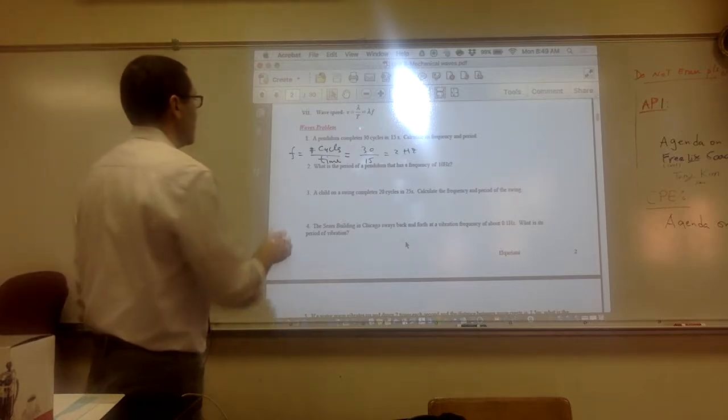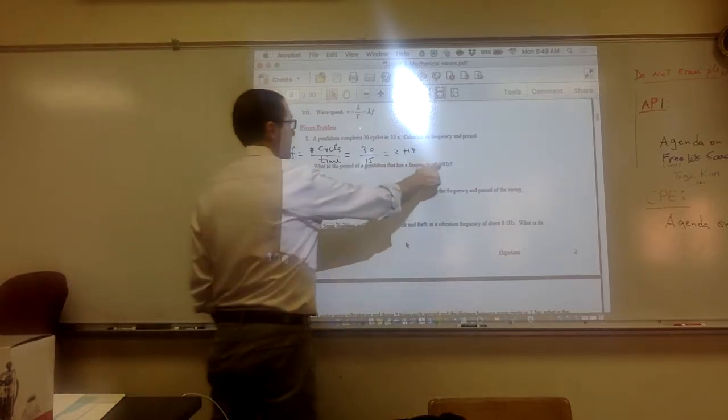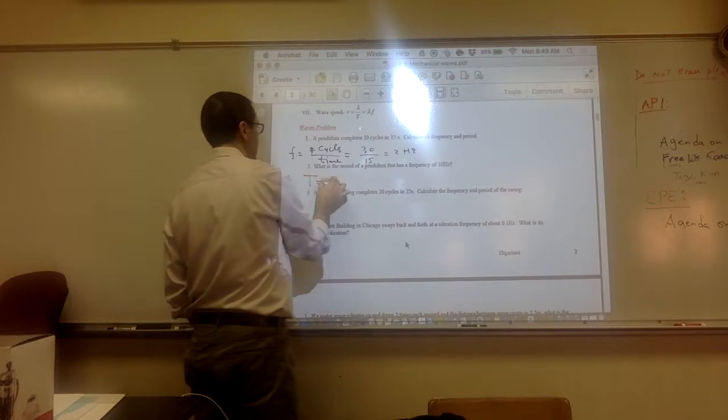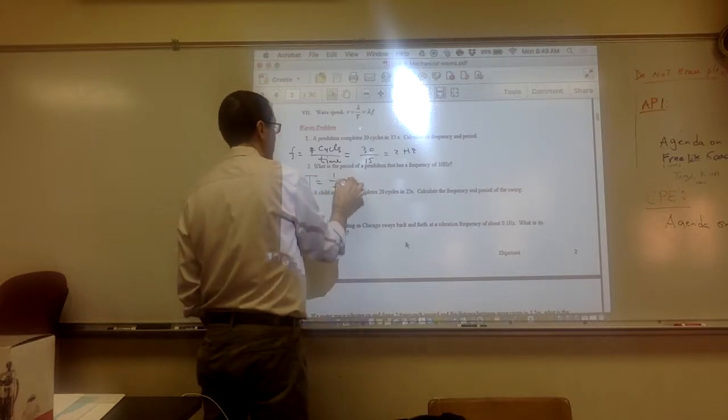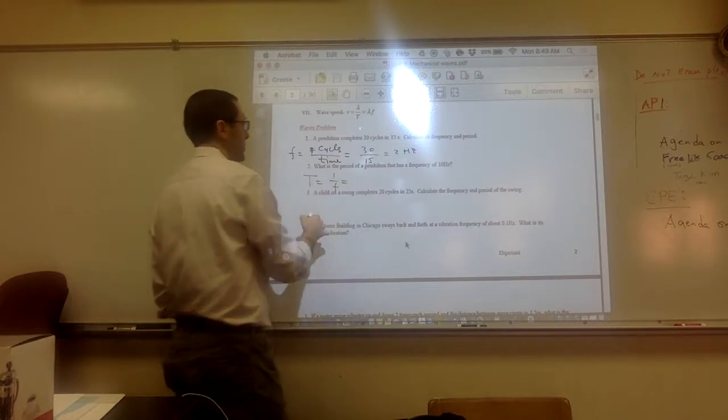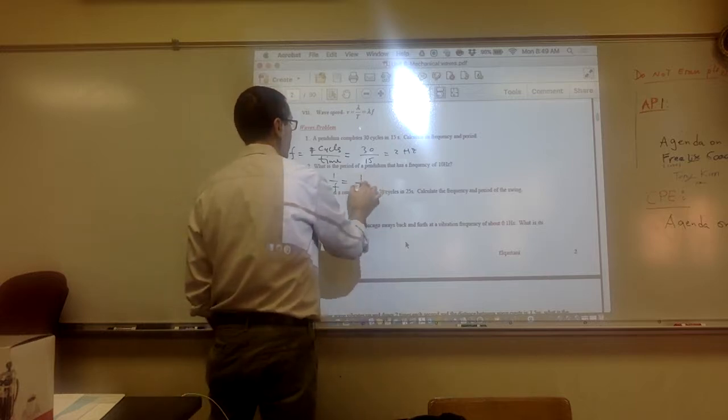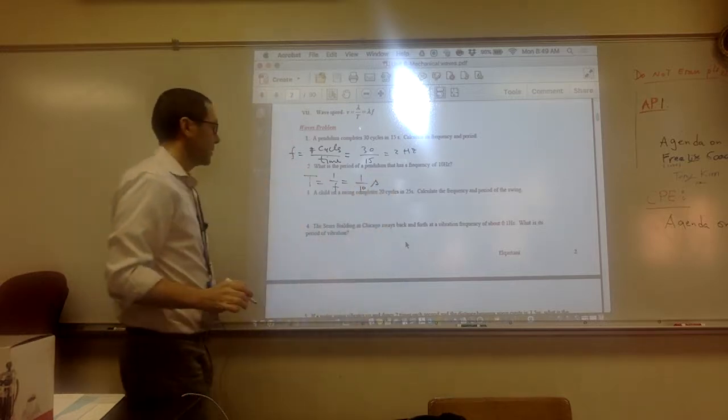Okay. What is the period of the pendulum that has a frequency of 10 hertz? Well, we know the period is the reciprocal of frequency, and frequency is the reciprocal of period. So this is just going to be 1/10 of a second.